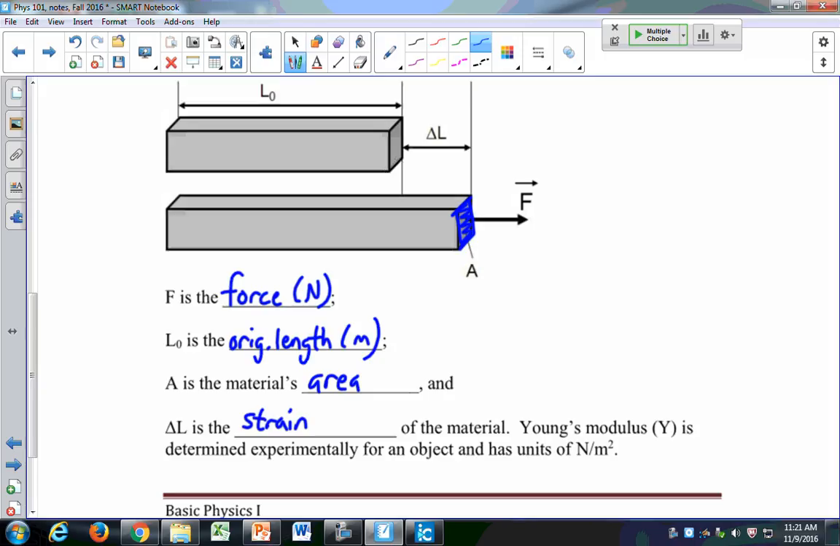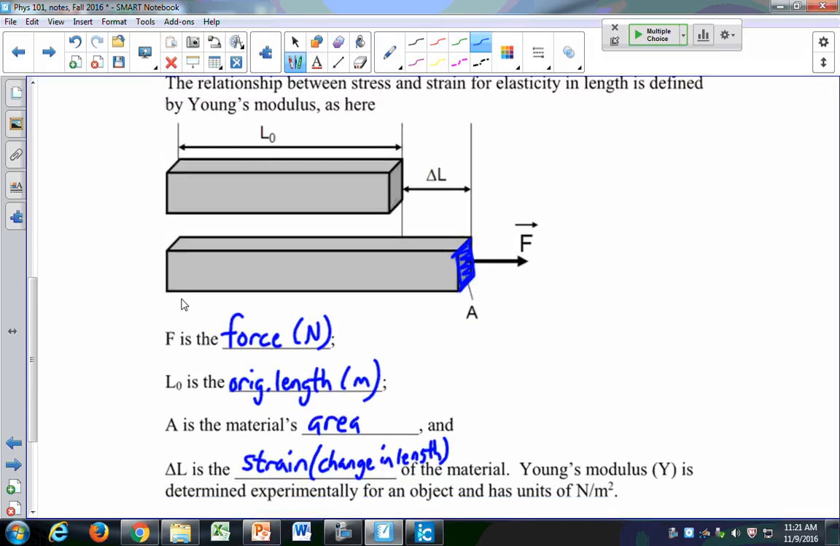It's the change in length. But that is our strain. I have this stress, it causes a strain. It causes a change in the length.